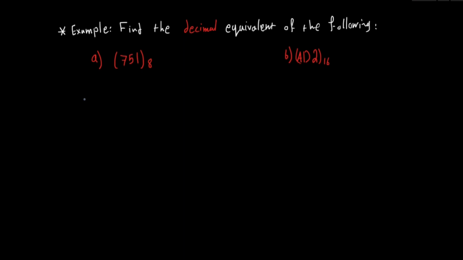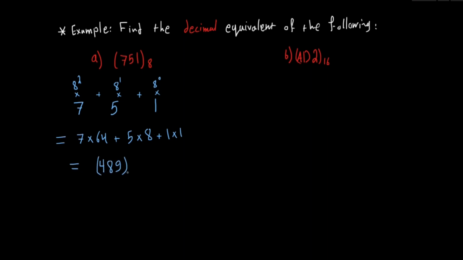Alright, let's start with the first number, 751, and then the positional multipliers, 8 to the power 0, 8 to the first, and 8 to the second. And then we get the positional values and sum them up, so we have 7 times 64 plus 5 times 8 plus 1 times 1, and that equals 489 in decimal.